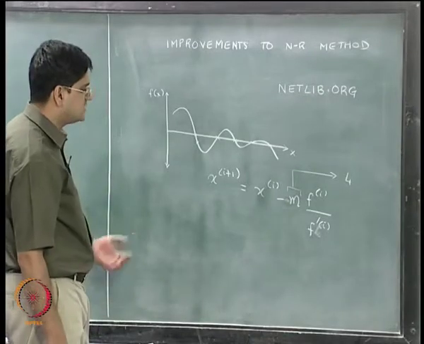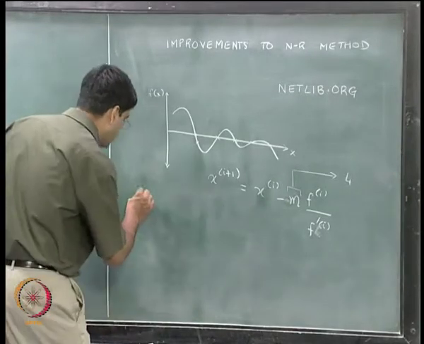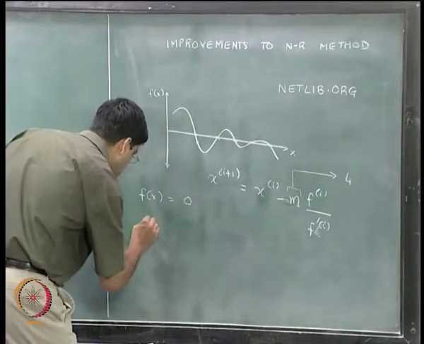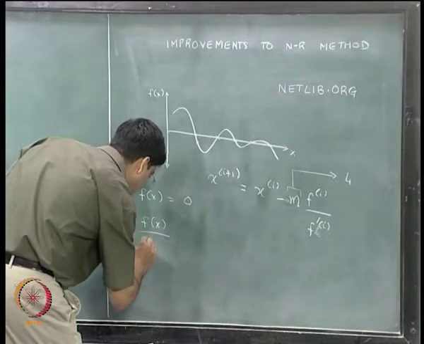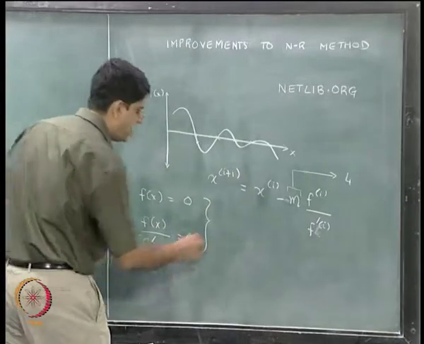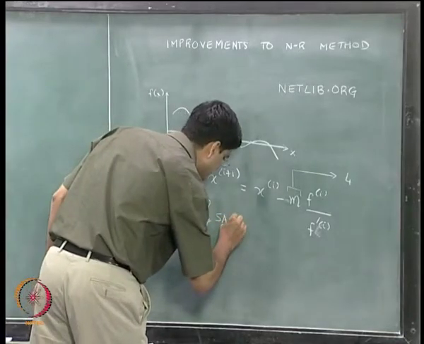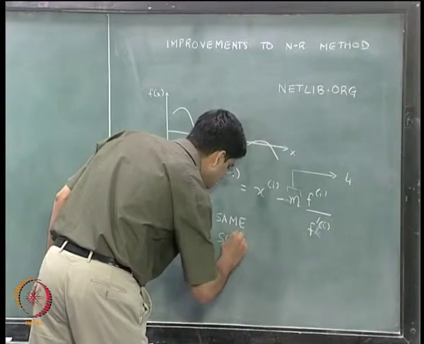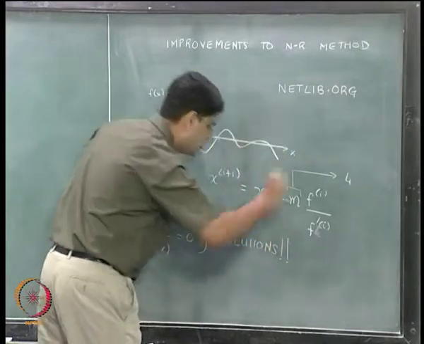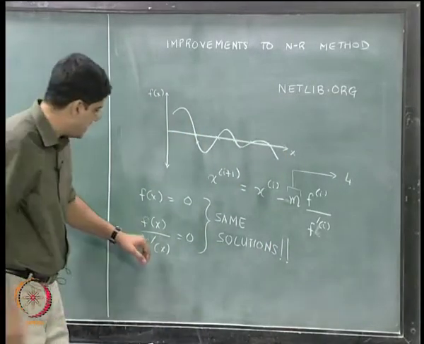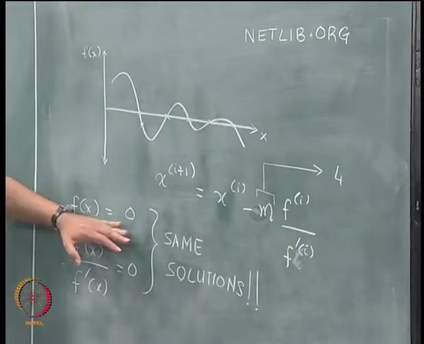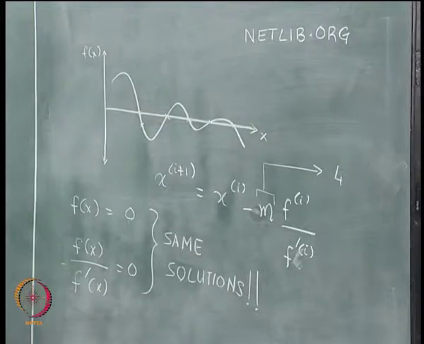But what the same researchers realized is that the solution to f of x equal to 0 and the solution to f of x divided by f dash of x equal to 0, these two functions have the same solutions. It can be numerically proved that the function f of x divided by f dash of x has the same solution as the function f of x equal to 0.